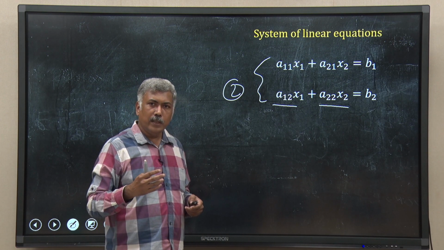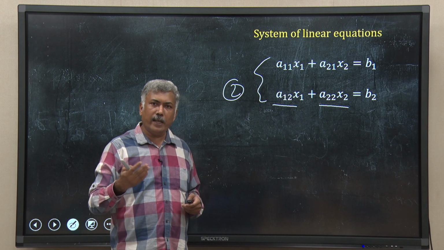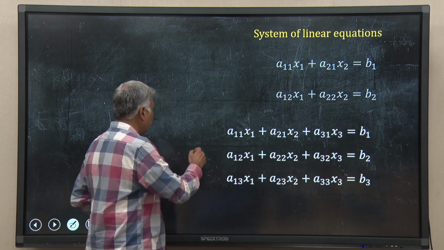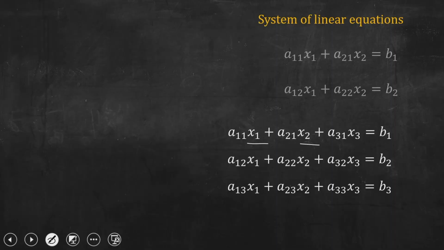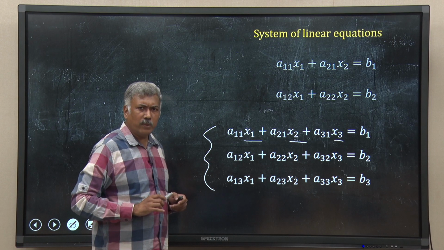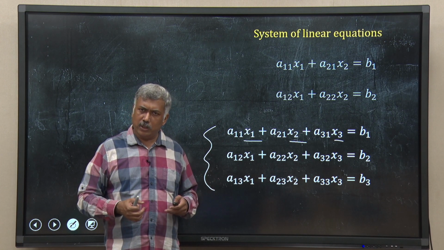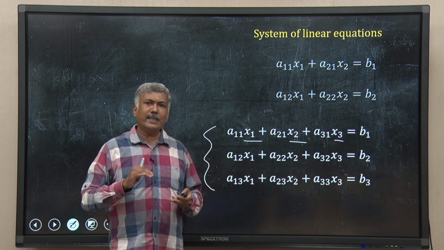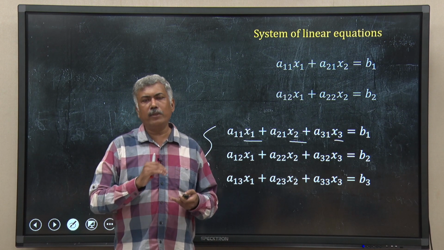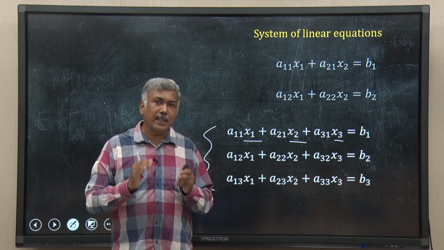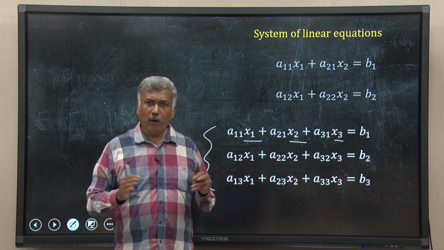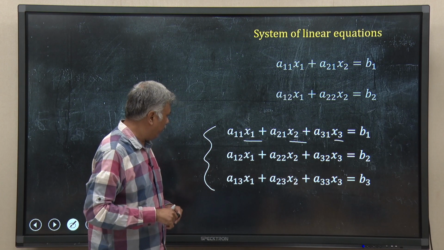I can have a system of equations involving 3 variables. For example, I have shown here a 3-variable system of equations. I have 3 variables x1, x2, x3, and I have written 3 equations. I could have written 5 equations also; it does not matter. But as a whole, I have multiple equations involving these variables. That is why it is called a system of linear equations. All of them are linear.